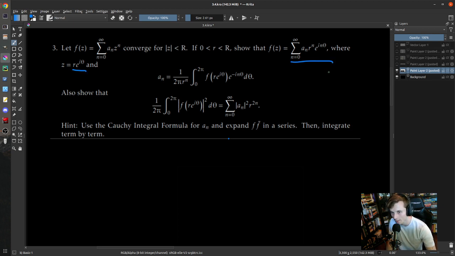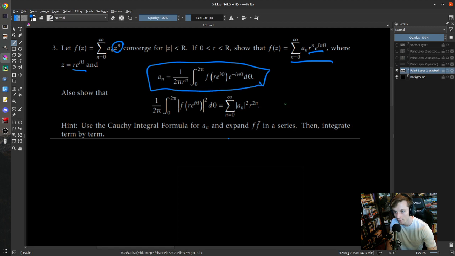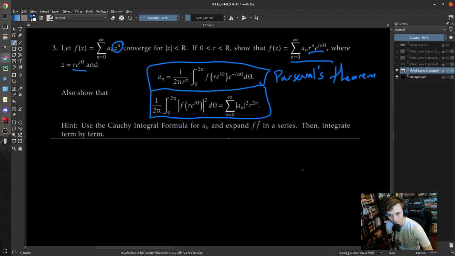You just plug r e to the i theta into f of z and you get out r to the n e to the i n theta for that piece, and that's exactly what's right there. But we wanted to show that the formula for the terms here is given by this, and then we wanted to show this nice equality holds. So this is Parseval's theorem, this top part. And the bottom part is known as the energy form of Parseval's theorem.